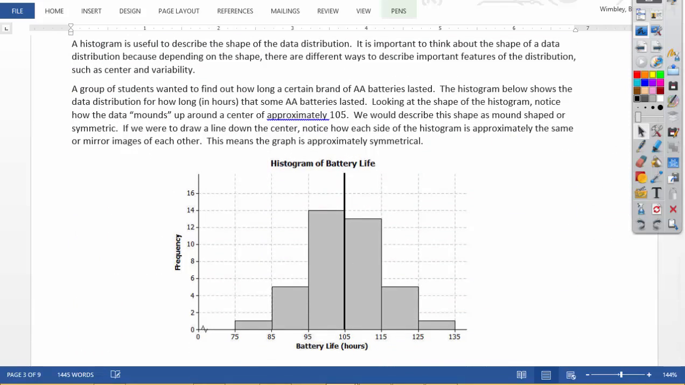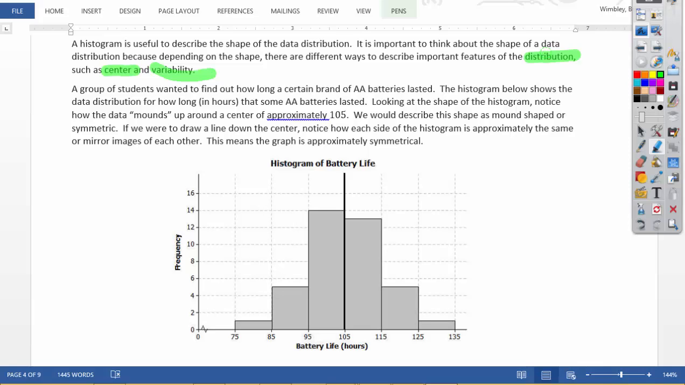A histogram is useful to describe the shapes of data distributions. It is important to think about the shape of a data distribution because, depending on the shape, there are different ways to describe important features of the distribution, such as, look at that word again, center and variability. Those are the two words that we use most often when describing a distribution.